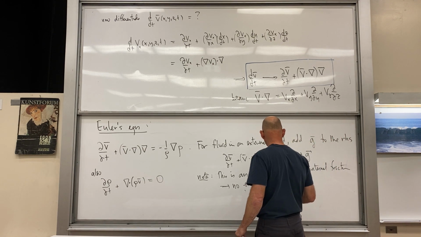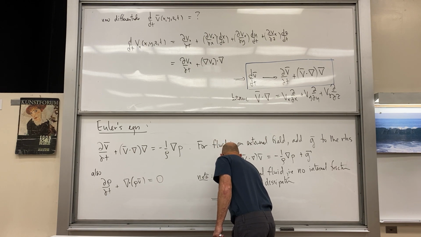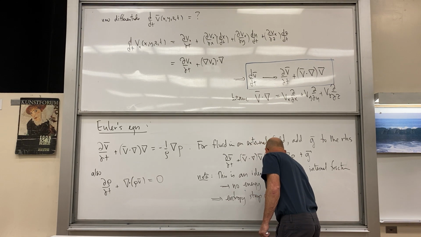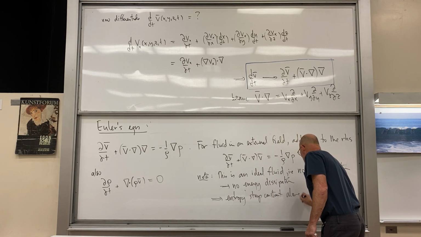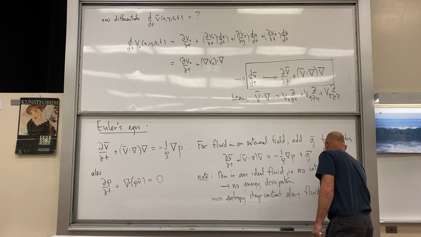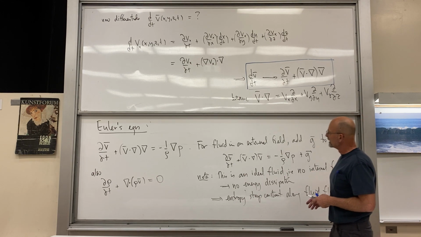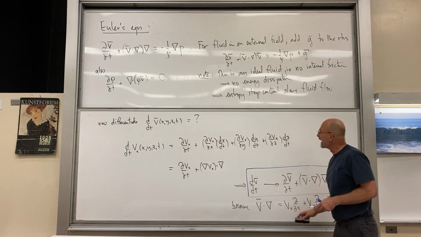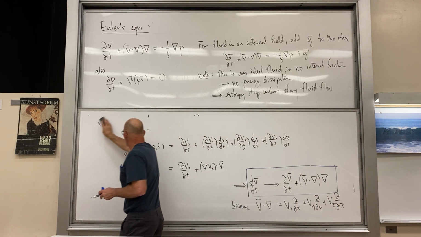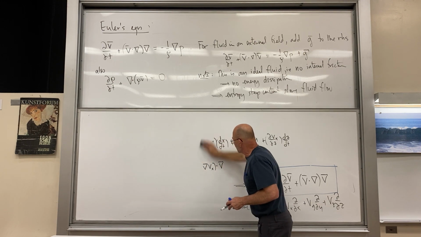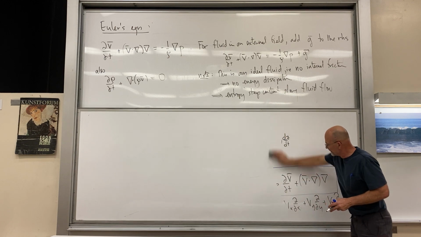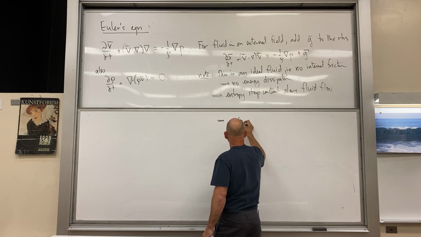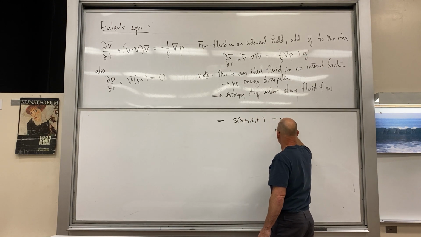Entropy stays constant along fluid flow. And so we can take an entropy per volume. We'll take that entropy per volume and have that stay constant as well. So that means S of x, y, z, and t is constant.